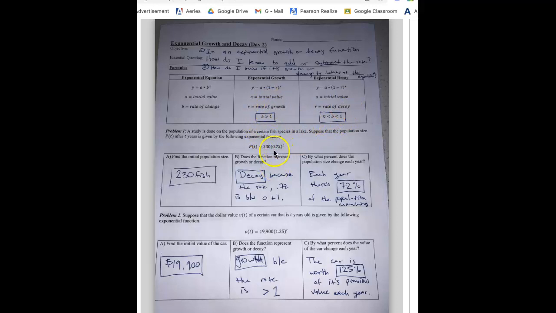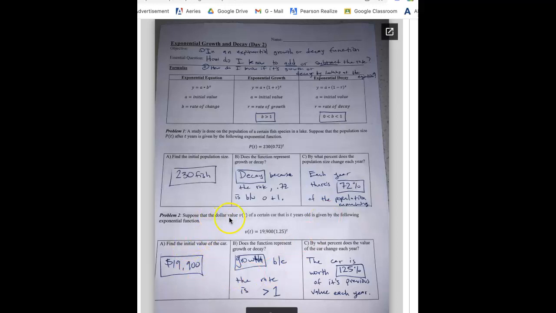So this growth rate of 0.72 is between 0 and 1, so of course I write decay, and you can read my explanation here. And then just taking that rate and changing it to a percent is all we have to do for C. It says, by what percent does the population size change each year? We're going to take that percent and say each year there's 72% of the population remaining, right? Less than 100, so it should make sense. It's decreasing, so it is decay.